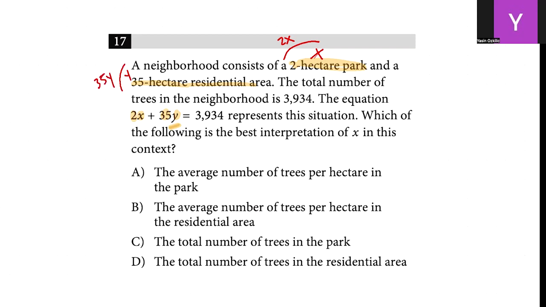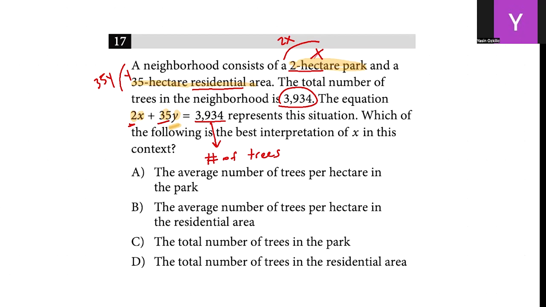The total number of trees in the neighborhood, 3,934. As you see in the equation, this is the number of trees. So how do we find the number of trees in the equation? The 2 is 2 hectares, the area. The 35 is another area in hectares. So how are you going to find the total number of trees using the park and residential area? I am just thinking logically. If I know how many trees are in the park area and the residential area, I can find the total number of trees. It is simple logic.